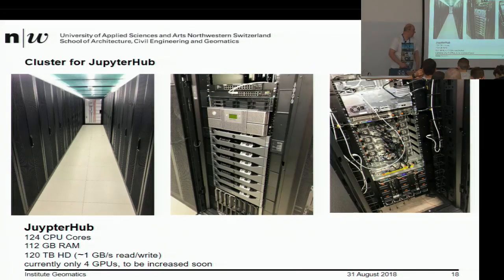It's also in our new building, the data center, and one of these racks is for the Jupyter Lab. This one is the storage, 120 terabyte of data. This one is for backup. It seldom runs. And the network is not yet 100% finished in this picture. I just installed it last week. So as the data here, we have 124 CPU cores, 112 GB of RAM, 120 terabyte of disk space, and currently only 4 GPUs. We want to extend that in the near future.